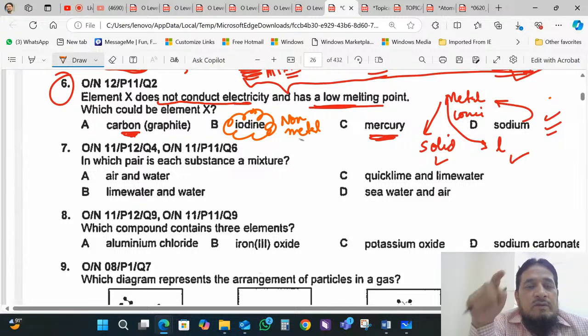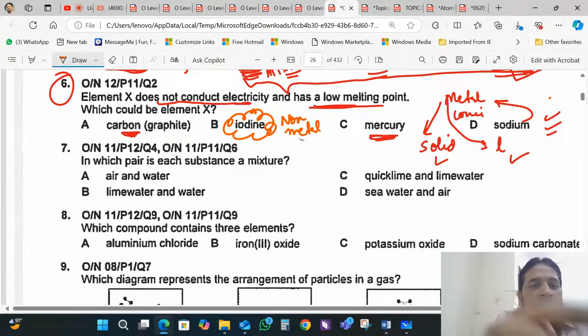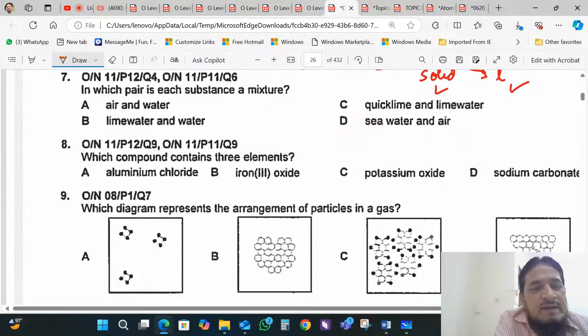So in this question, we have learned that non-metals are not good conductors, and they also have a low melting point as well. The next question is, in which pair is each substance a mixture? You have to identify the mixture. Air is a mixture of gases. Water formula is H2O, but this is a compound. So this will not be our answer.